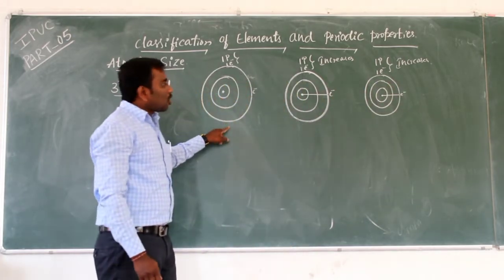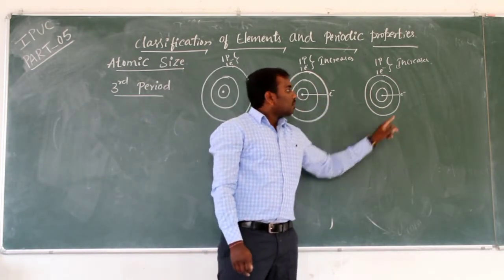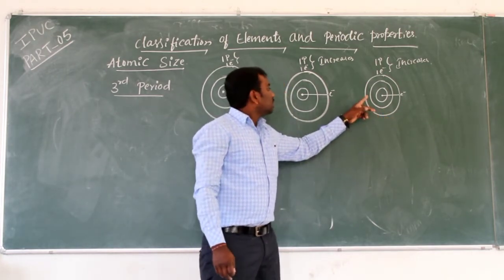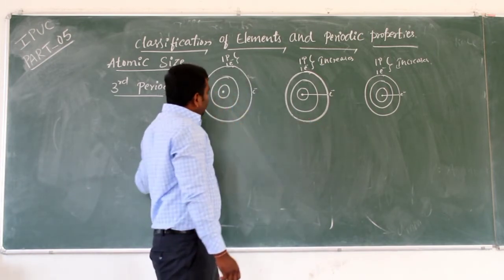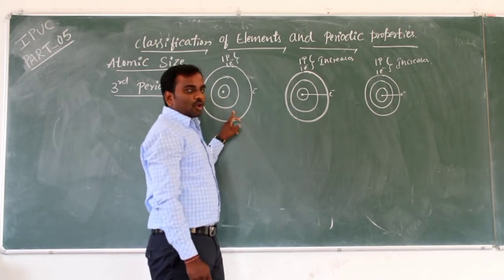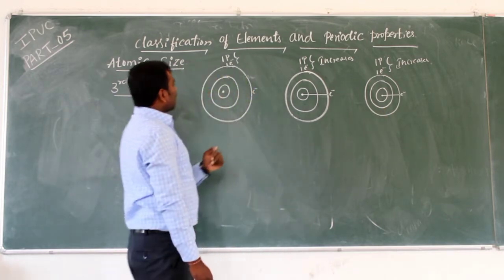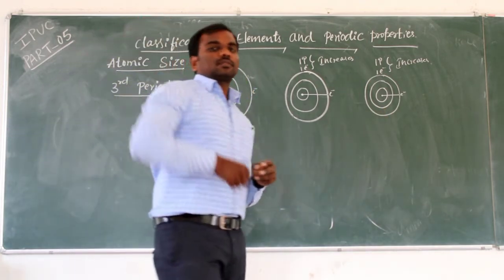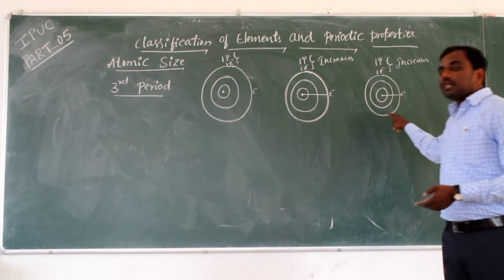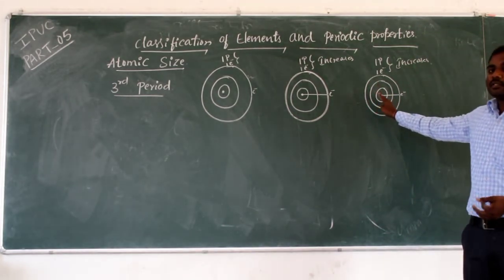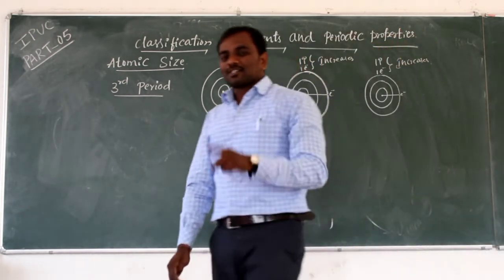See, we compare the first atom, then the second atom, and we keep comparing the third atom. This one's atomic size is small, compared to this the atomic size is larger, and compared to this it is larger still. Looking along the period, the atomic size is low here, less here, and very less here. So along the period, the atomic size decreases. Why did it decrease? With the increase in the effective nuclear charge, that is very important.